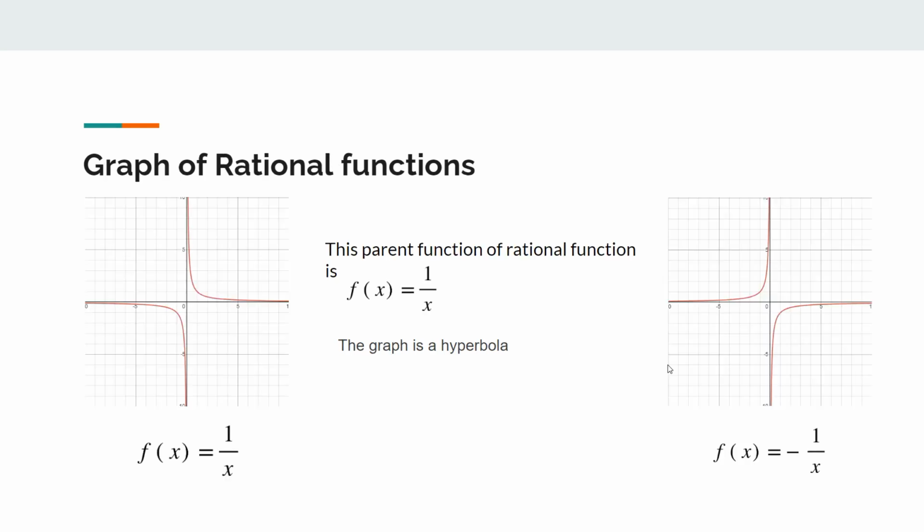So these are the graphs of rational functions. The parent function of rational functions is f of x equals 1 over x. And these are the graphs. So f of x equals 1 over x is a hyperbola. F of x equals negative 1 over x, the inverse, is also a hyperbola.